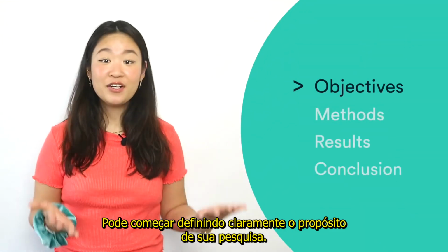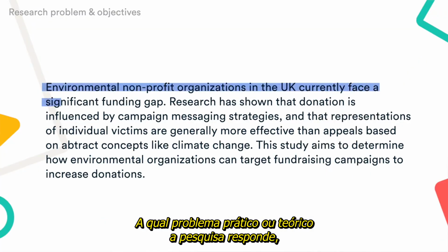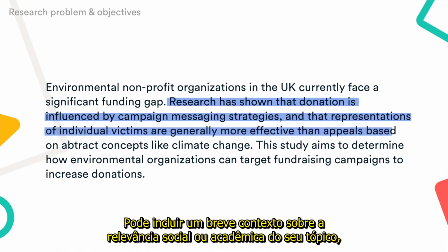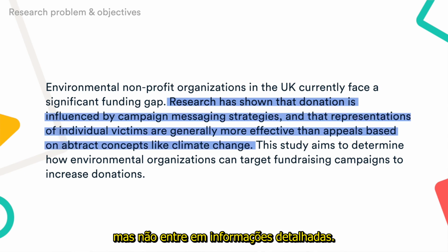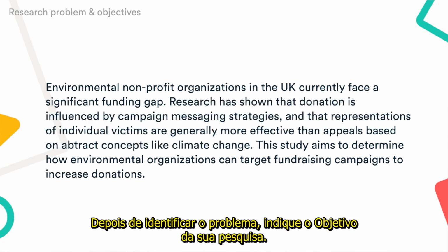You can start by clearly defining the purpose of your research. What practical or theoretical problem does the research respond to? Or what research question did you aim to answer? You can include some brief context on the social or academic relevance of your topic, but don't go into detailed background information. After identifying the problem, state the objective of your research.